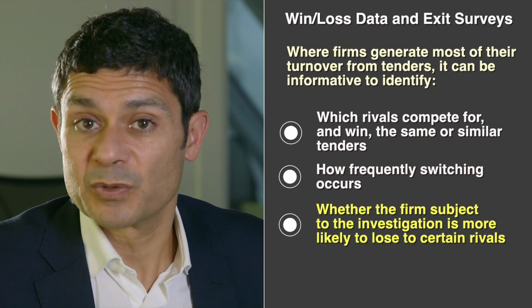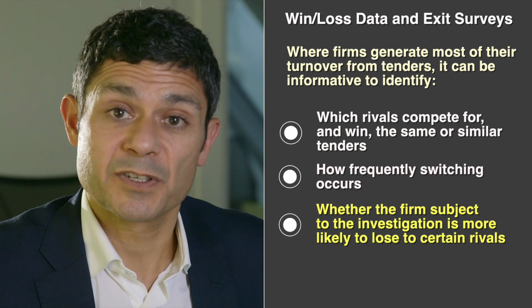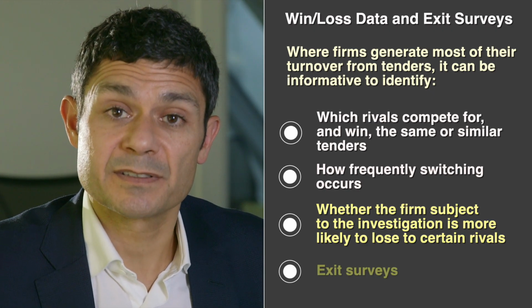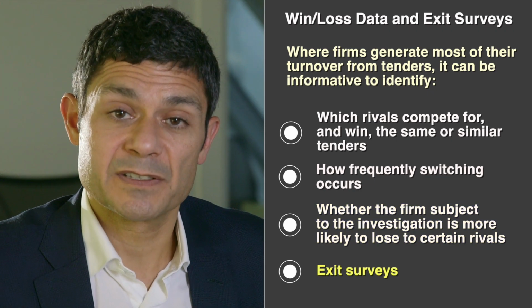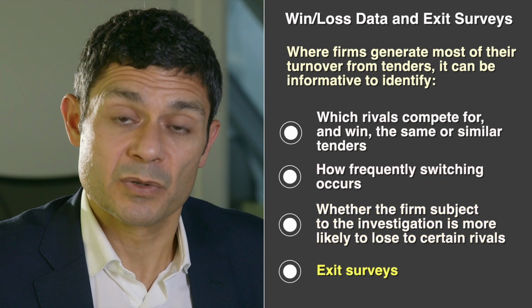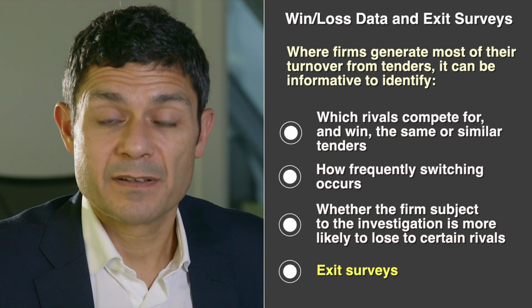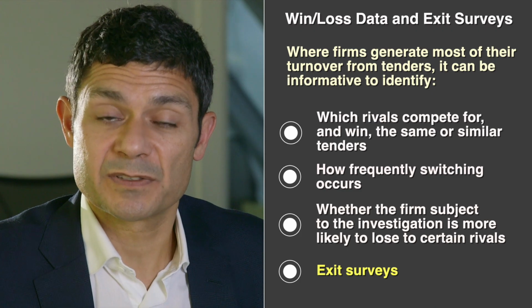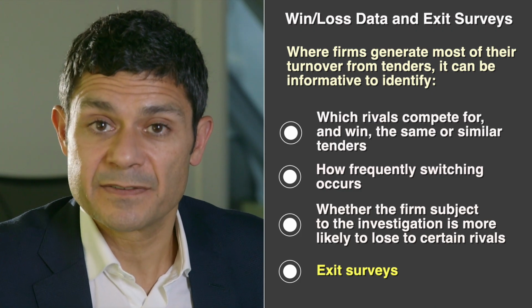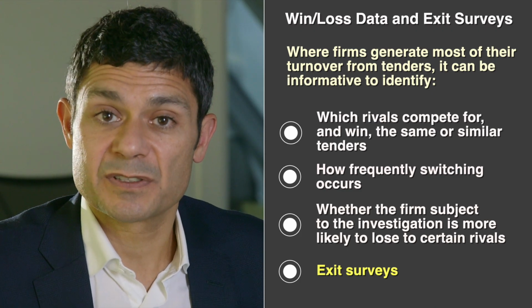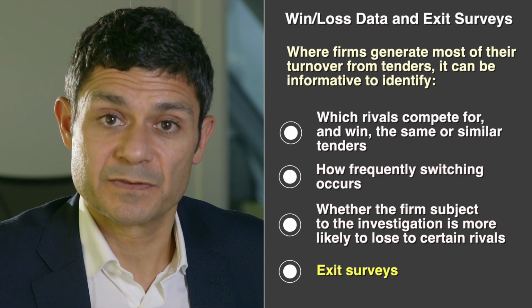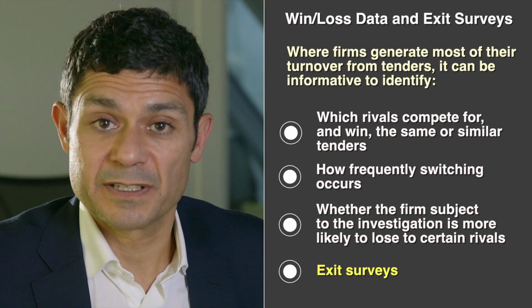That can be important information to understand closeness of competition, for example. Finally, a related point is that sometimes firms collect information on where their customers go when they leave. For example, they conduct exit surveys and get in touch with customers that have switched away and say, why did you leave? And can you please tell us which supplier you went to instead? So that sort of information can be particularly useful for understanding competitive constraints on the firm in question.